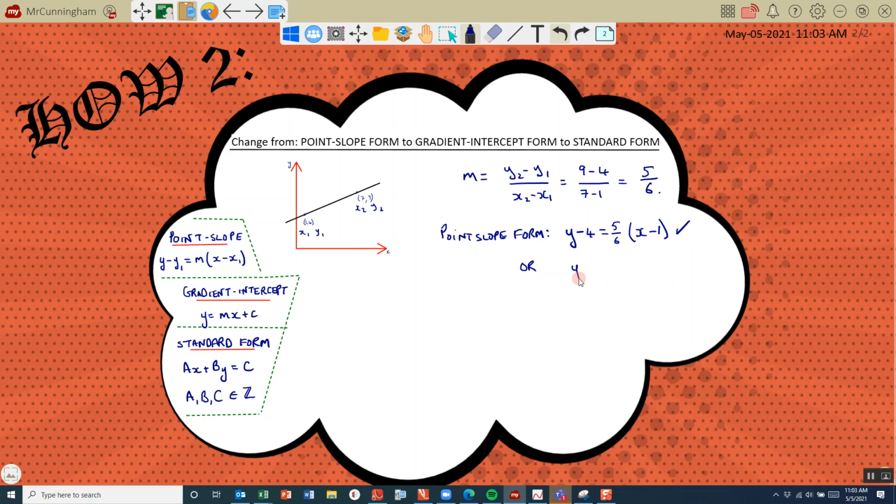Or if you use the other point, it will be y take away 9 is equal to 5/6, bracket x take away 7. Both of those are perfectly acceptable for point slope form.